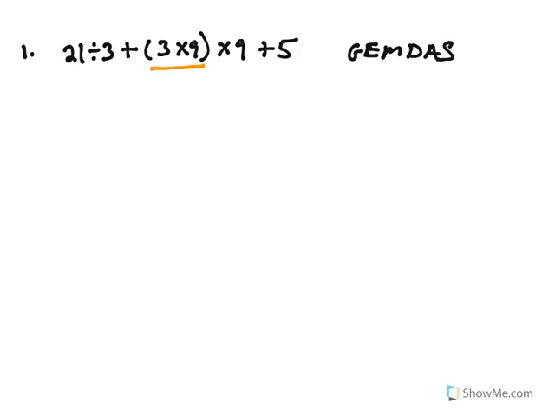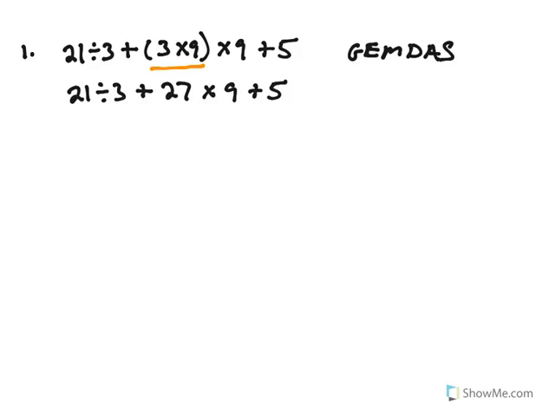All right? So when you do that, then the problem becomes 21 divided by 3. Okay, 3 times 9 is what? 27, right? And we no longer need the parentheses because we simplified the operation in the parentheses. Okay? And then we just copy everything else now.